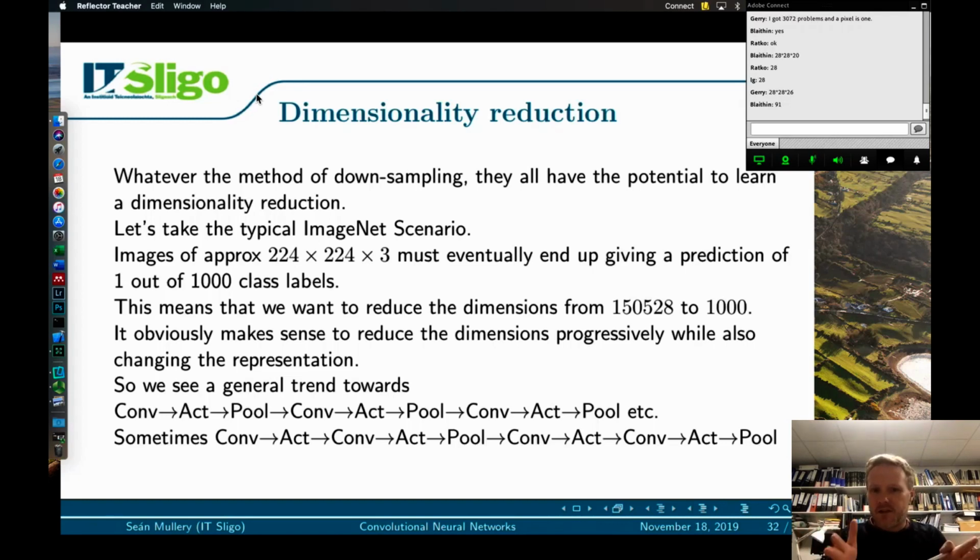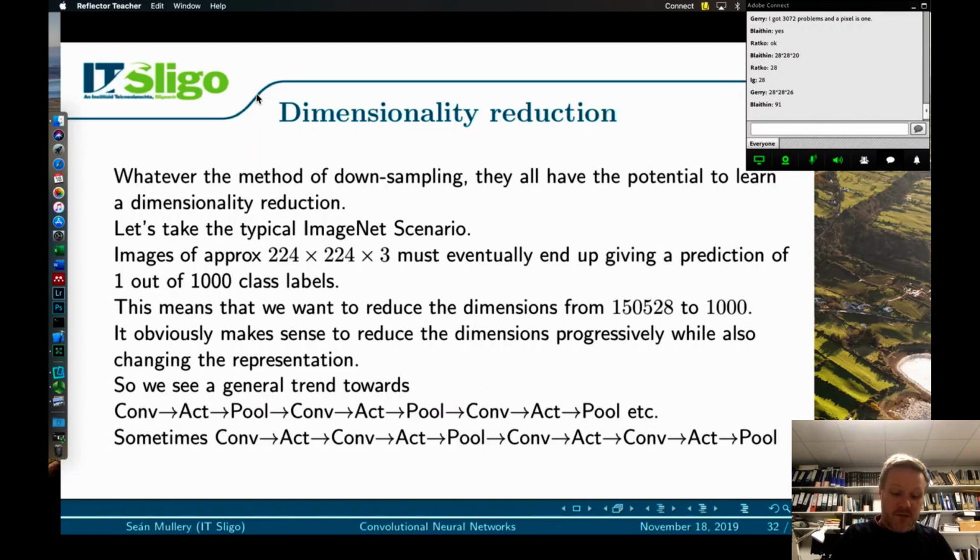It obviously makes sense to reduce the dimensions progressively while also changing the representation. So you'll see a general trend towards doing something like a convolution, activation, then a pooling layer, then a convolution, an activation, and a pooling layer, and then doing it again. And we slowly bring this down, and we decide how many of these convolution filters we're going to have in each case, and we bring it down that way.